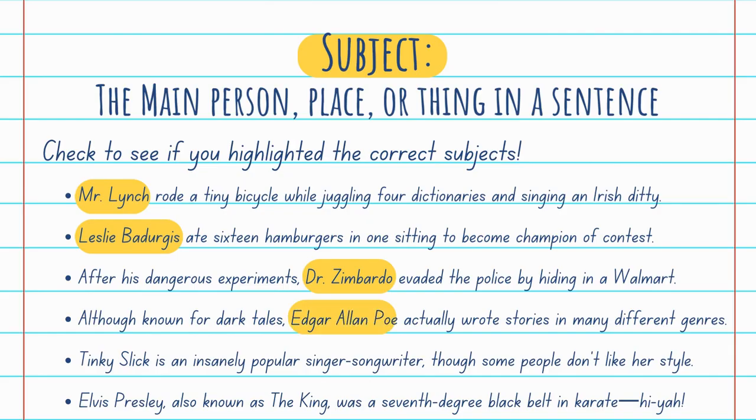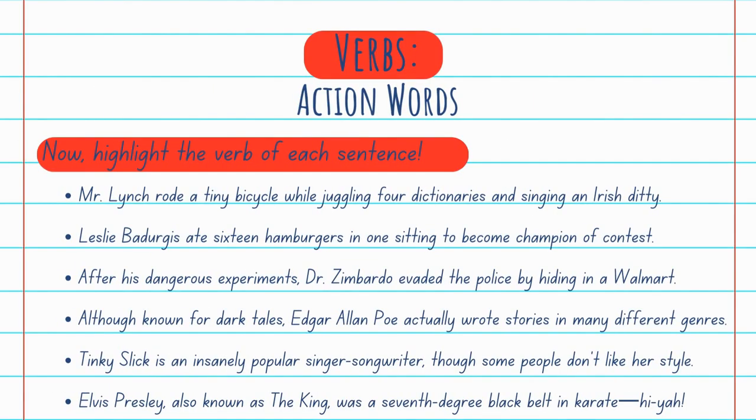Next sentence, similarly: "Although known for dark tales," comma, that's our dependent clause. We have an independent clause that starts with the subject, Edgar Allan Poe actually wrote stories in many different genres. Next, Tinky Slick. Tinky Slick is, there's our subject and verb combination right at the beginning. And similarly, Elvis Presley, right at the beginning, is our subject. Now, verbs, action words.